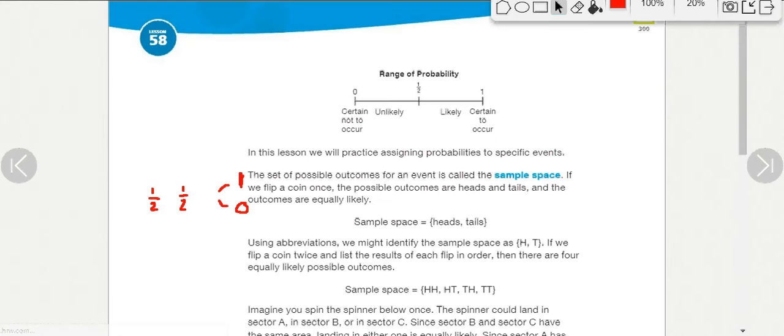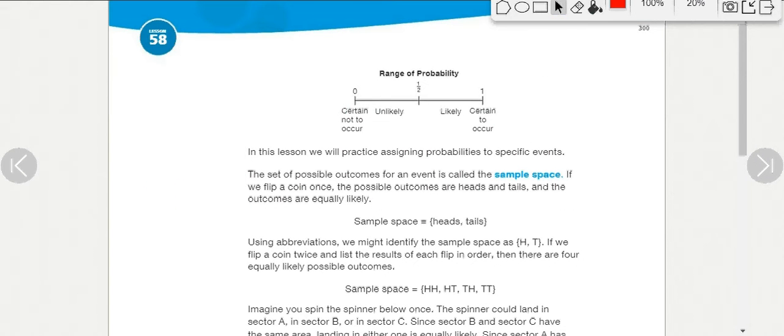So, I really like this picture. It shows what we were talking about, and everything up to a half is fairly unlikely. Everything above a half between 0 and 1 is likely. We're going to practice assigning what a probability would be for various events.